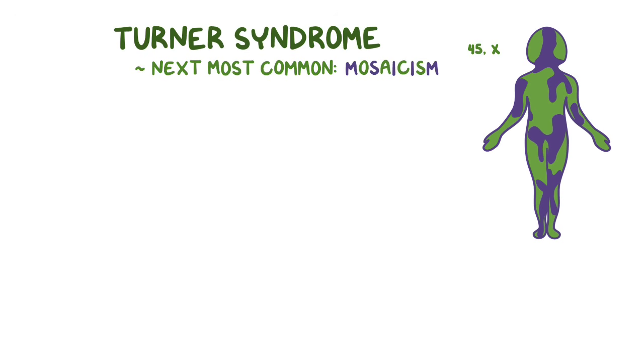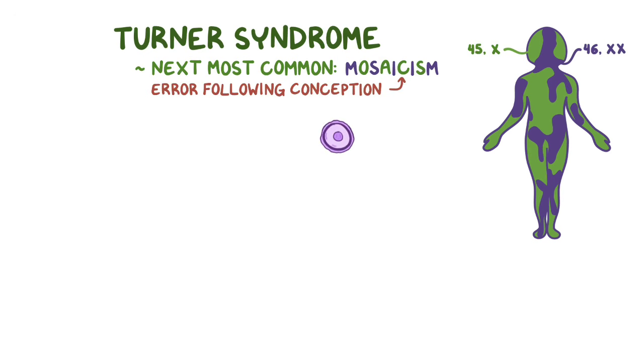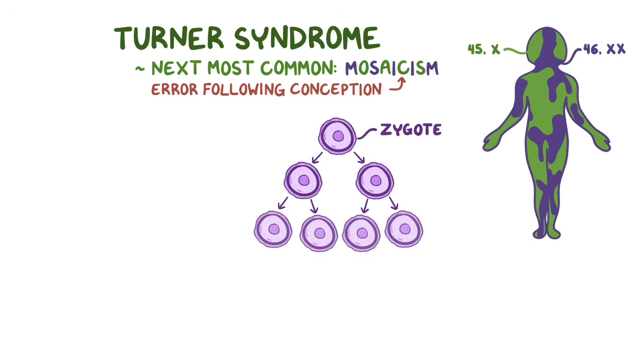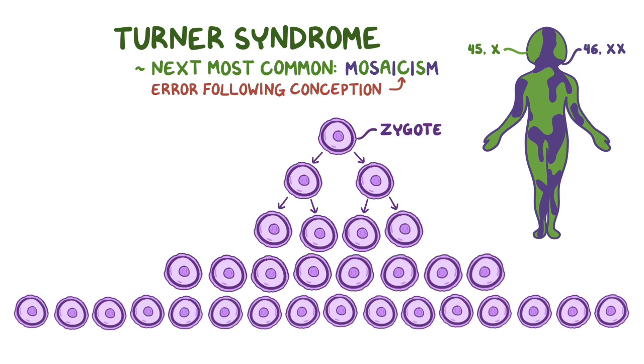The next most common scenario is mosaicism, meaning that individuals have some cells in their body with the 45X karyotype and others with a 46XX karyotype. This happens because of an error following conception. So, conception results in a single cell, the zygote, that divides over and over again, essentially producing every kind of cell in the body. Each of these divisions is called mitosis.